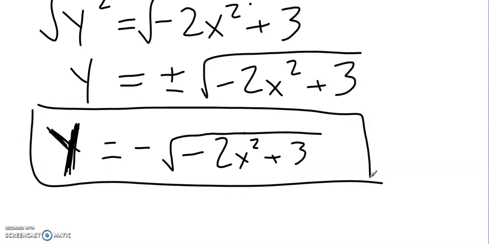And again, the reasoning for this is if I am to plug in positive 1 for x, I'll have inside of my square root, the square root of negative 2 times 1, which is negative 2, plus 3, which is positive 1, right? But the square root of positive 1 will be positive 1, but we want it negative 1, so therefore we have to have that negative outside of our square root to satisfy that solution.